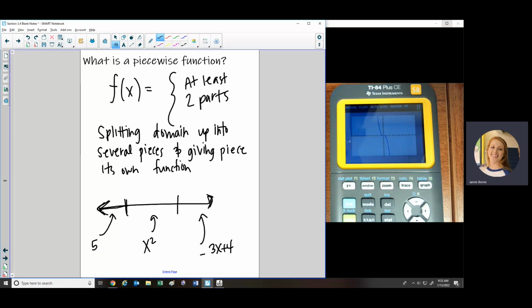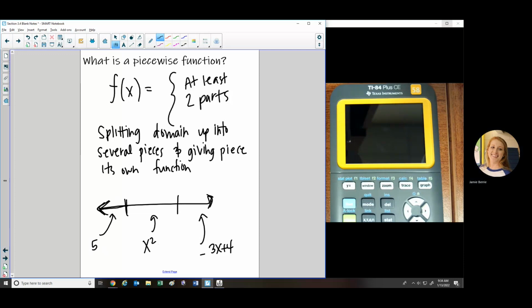And then you would say, okay, well, on this interval, the function is going to be just a straight horizontal line at 5. On this middle interval, I want it to be a parabola. And then on this last interval, I want it to be a line. So you're just taking your domain and splitting it up into pieces, and then each piece gets its own function.